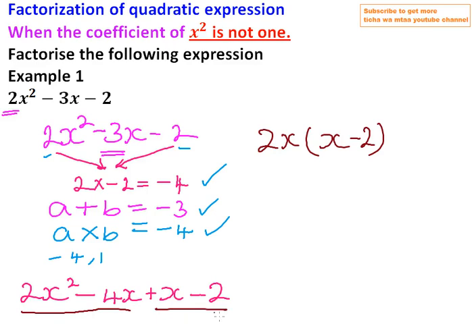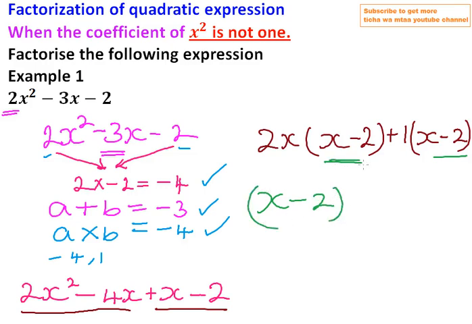Again, we look for what is common in x minus 2. It is 1, so we say plus 1, and we are left with x minus 2. Note that we factor out what is common so that whatever remains in the bracket is the same. Then we can factor out x minus 2. When you factor that out from both terms, we will be left with 2x plus 1. So those are the factors of that quadratic expression.